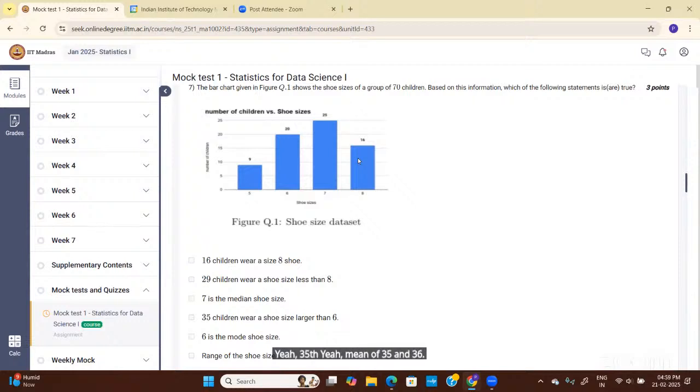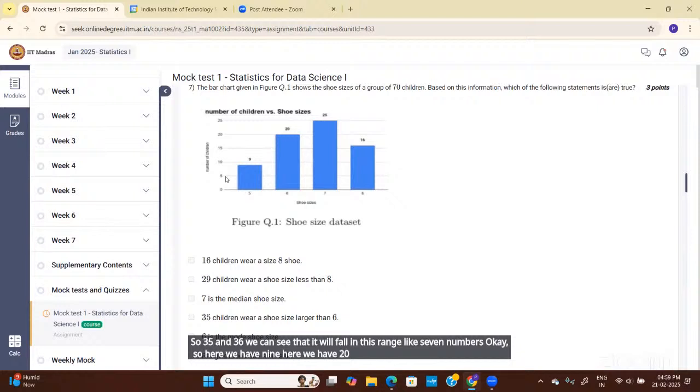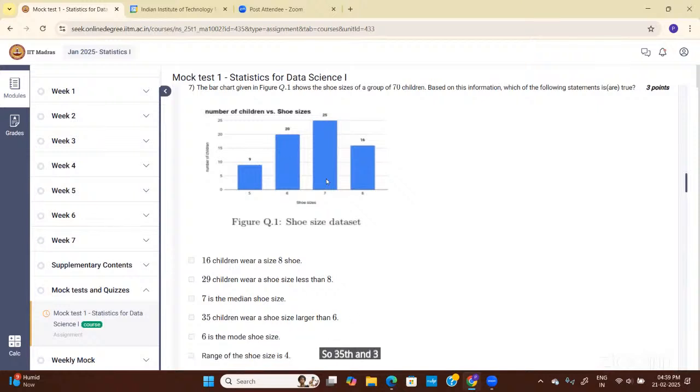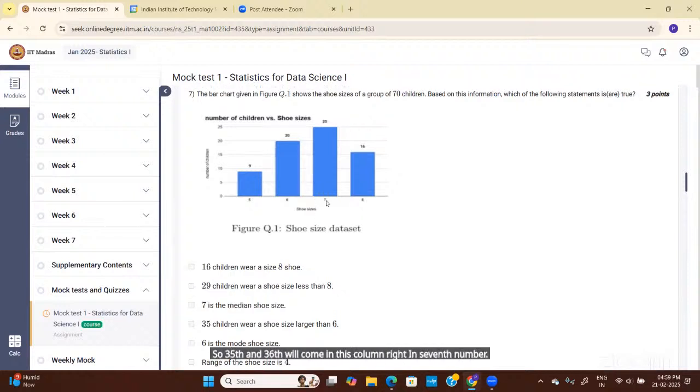The 35th and 36th will fall in this range, shoe size 7. Here we have 9, here we have 20. That makes 29 observations for shoe sizes 5 and 6, so the 35th and 36th will come in this column, shoe size 7.